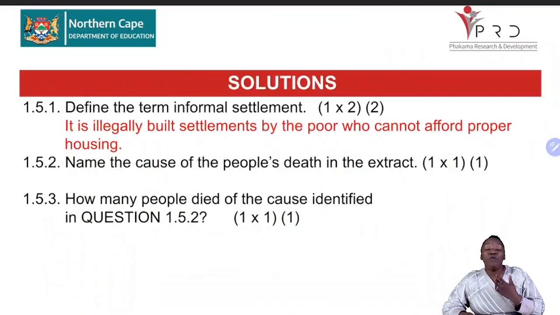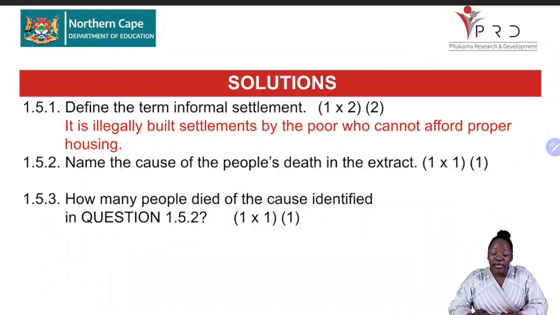Remember, these are the people who give themselves a land that doesn't belong to them. That land might belong to an individual or a private estate, or it might belong to the government. So we are saying it is the illegal building of a settlement by the poor who cannot afford proper housing. Again, there are so many ways we have put this. Maybe one may say it is when people are building their house on illegal land, so that is also correct.